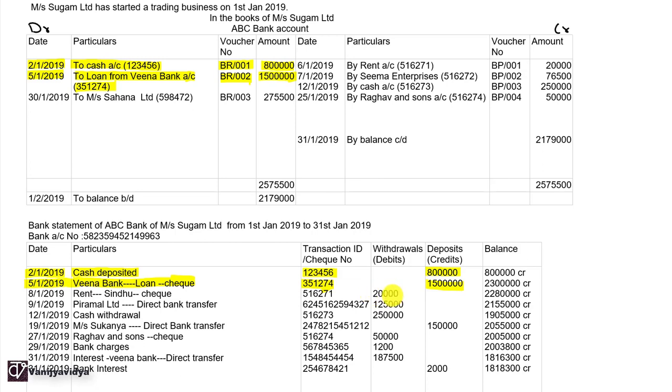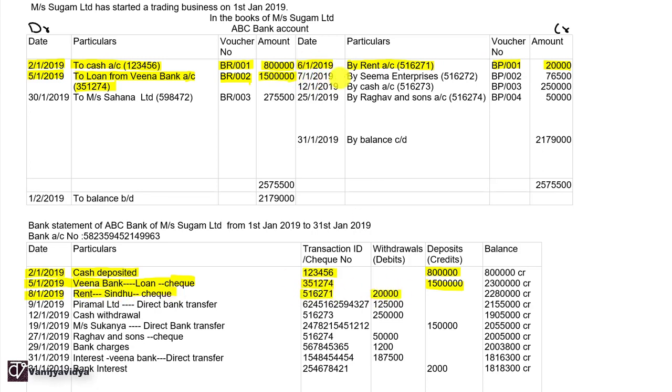Now whenever you are verifying a particular transaction, it is important to match the transaction with the transaction ID or the check number. Now it may happen that there may be many transactions of the same amount. So you have to verify that transaction with the check number. So check number or transaction ID is unique. It's different for each and every transaction. So now this is the amount 20,000. Now what is the check number here? 516271. So let's mark this transaction.